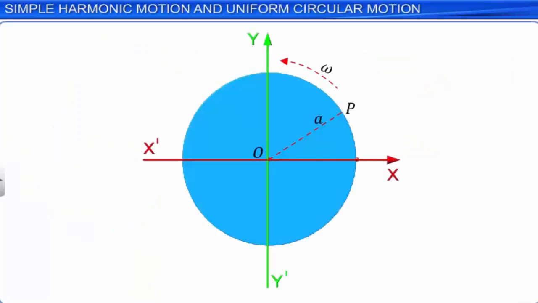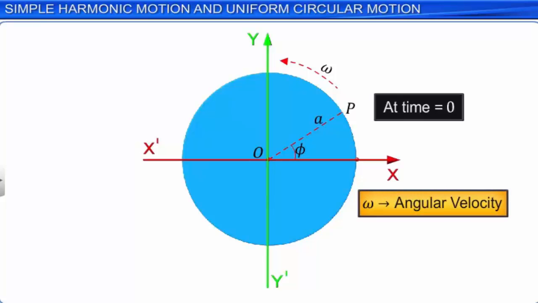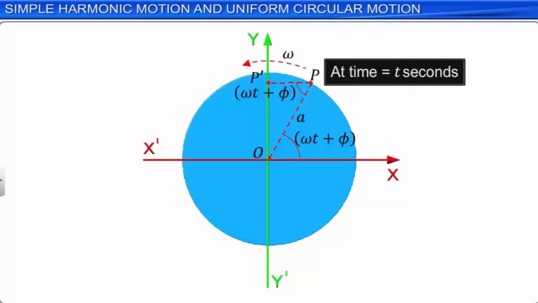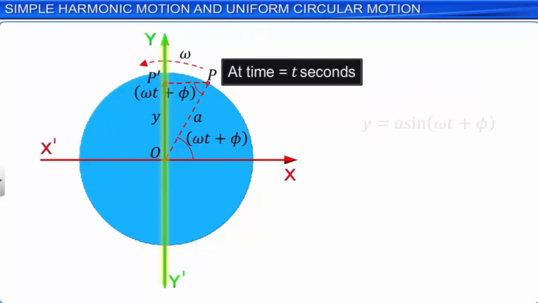In another case, consider the position of the particle P at time t equal to 0, such that OP makes an angle phi with the x-axis. It then executes uniform circular motion with angular velocity omega along the circumference of the reference circle. At the end of t seconds, the position of the particle is such that OP makes an angle omega t plus phi with the x-axis. Then, the displacement of the projection of P executing simple harmonic motion along the diameter of the y-axis can be written as y is equal to a sine omega t plus phi, where a denotes the amplitude of simple harmonic motion, which is the radius of the reference circle.